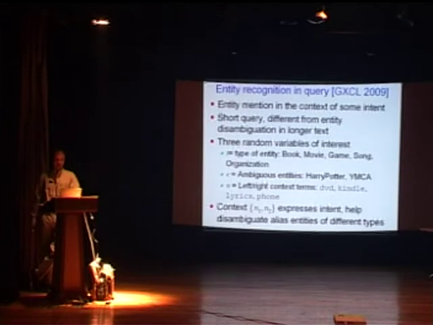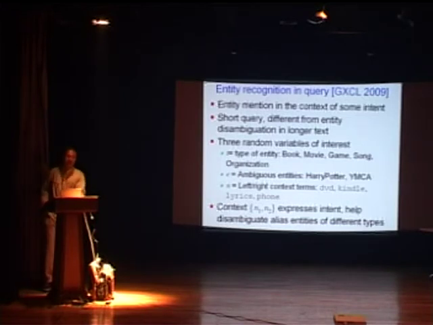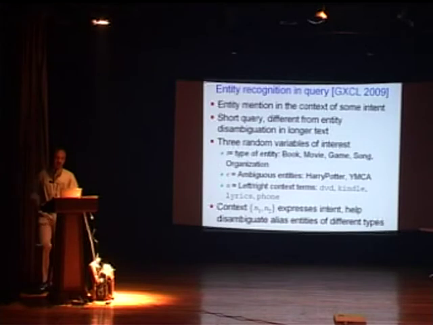The type of the entity could be book, movie, game, song, organization. And entities could be ambiguous. You might say Harry Potter in the query, but it may not be a book, it may be a movie, or it may be a video game. Or you might say YMCA, and YMCA may be the organization, or it may be an album by a music band. The only way to figure out what you're trying to do with this entity is to look at left and right context terms, which they call N1 and N2.